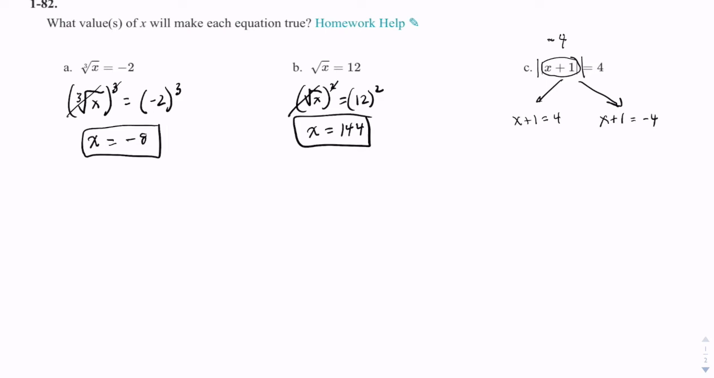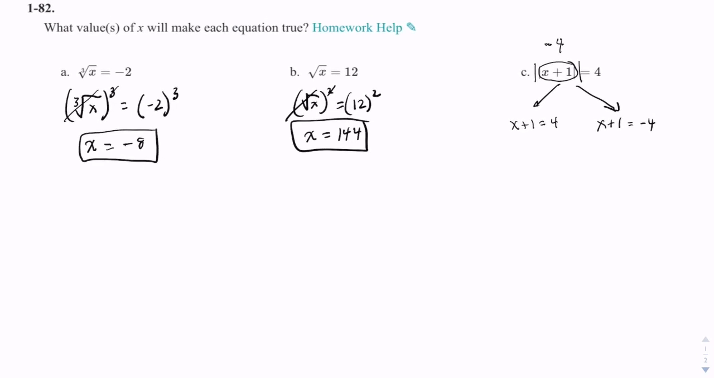So now I just solve each equation. So we get x, we subtract 1 from both sides, right? So we get x equals 3, and we subtract 1 from both sides, and we get x equals, right, this cancels, -4 minus 1 is -5. So we actually get two answers, right? We get 3 and -5.